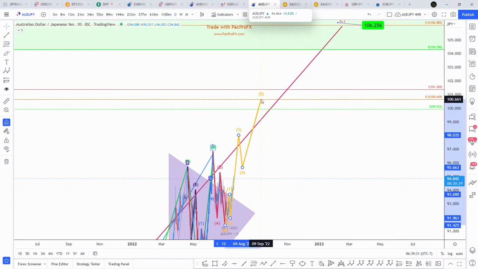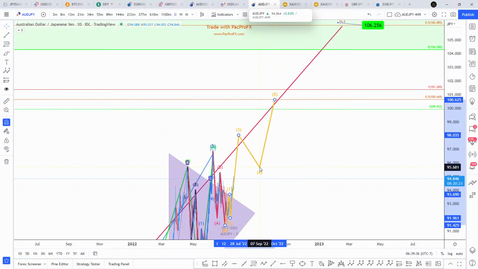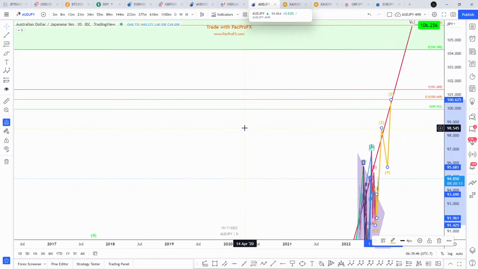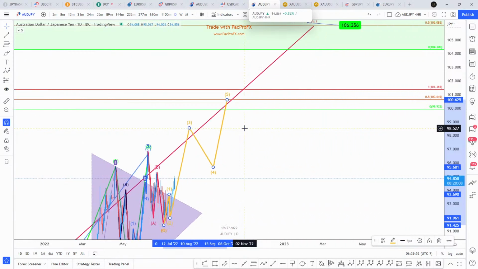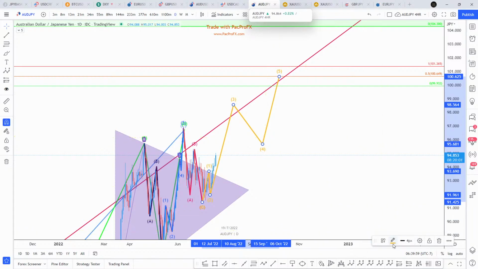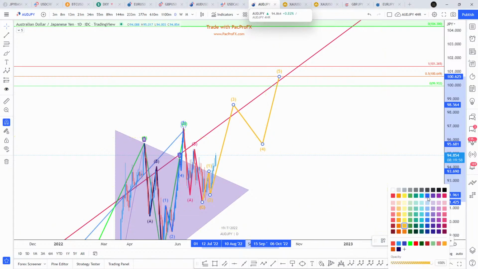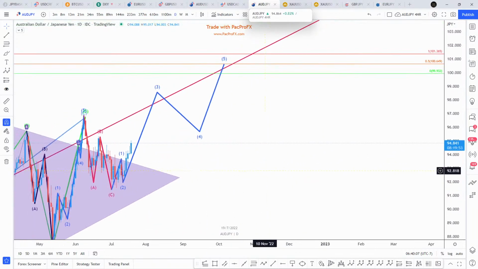Pull up here. Yep. Something like that. Make this blue so that way you can see it. That's on Australian Japanese yen.